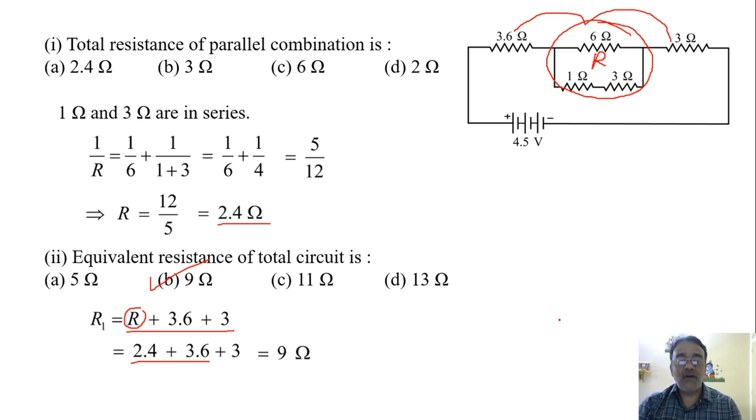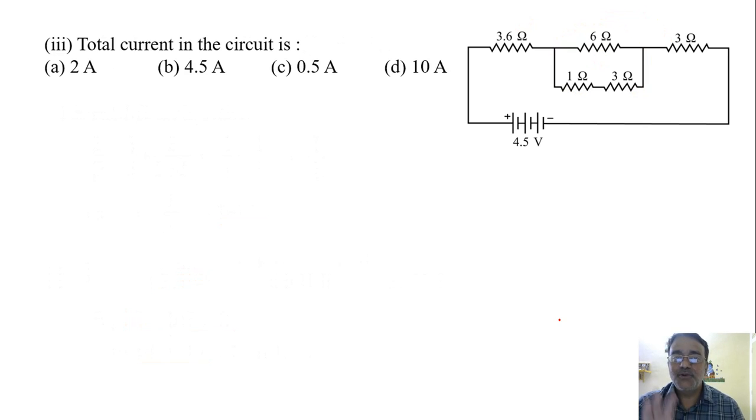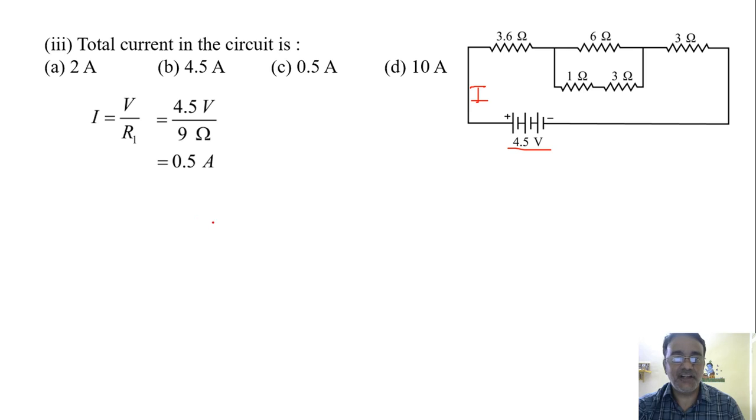Okay. Now we'll move toward the third question. Total current in the circuit. Okay. So let the total current in the circuit be I, and we got the total resistance as R1. So we will use the Ohm's law formula. So I is equals to V upon R1, and V is 4.5, and R we got 9, right? So 1 by 2, 0.5 ampere. So the correct option is C, right?